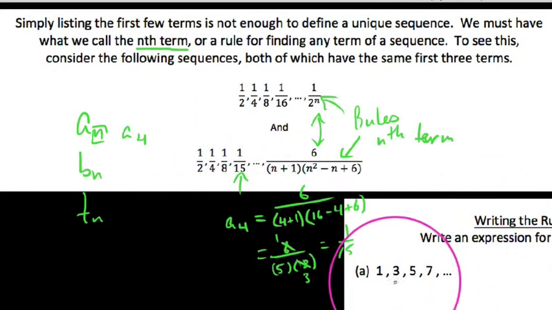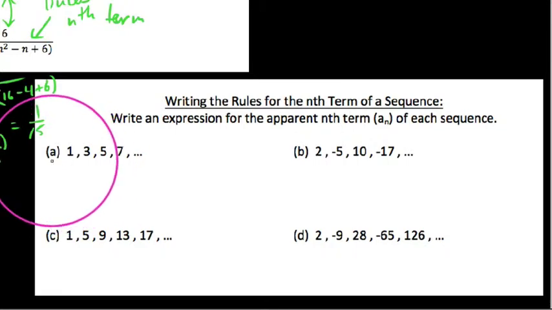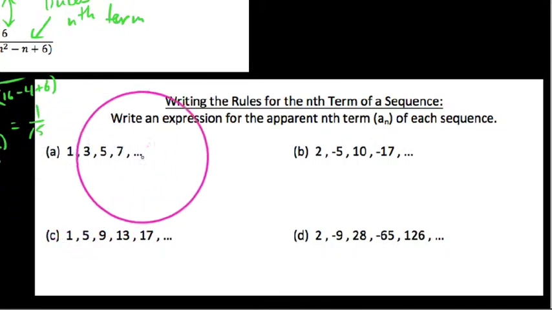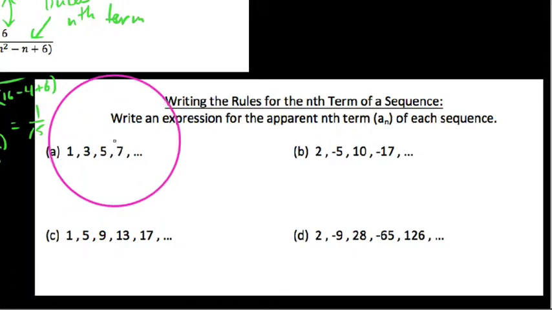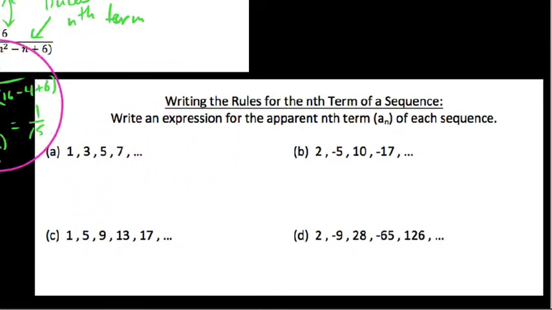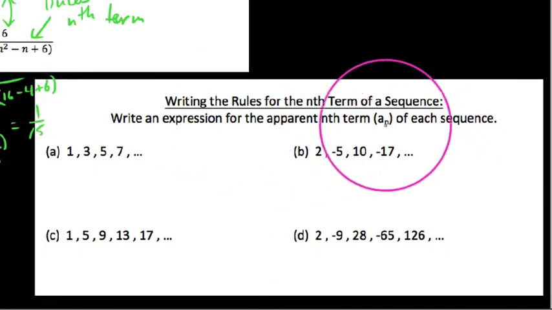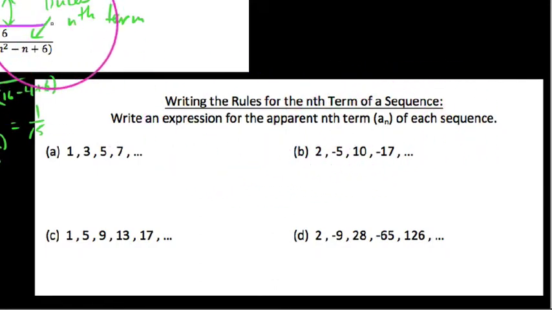Sometimes we have the sequence, the outputs, the y values, if you're looking at it like a function, and we want to work backwards to figure out what the rule was. So we're going to explore some best practices when finding a rule for a sequence. It says write an expression for the apparent nth term of each sequence. When we write the nth term, it's related to the position of the term in the sequence. A4 was related to this 1/15th right here, but we needed to know this 4 and how it's related to the y value.